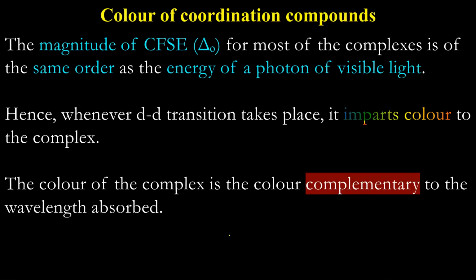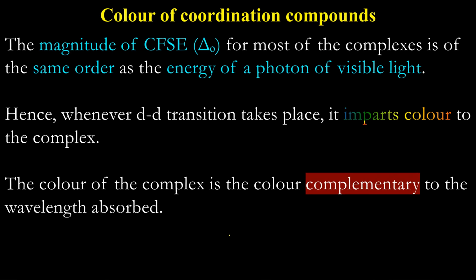The magnitude of CFSE, crystal field splitting energy, for most of the complexes is of the same order as the energy of a photon of visible light. That's why sometimes it is asked why, and this theory explains the color in the complex. So most complexes are colored compounds, because in this case the CFSE is in the range of the visible region. If this question is asked, the answer is just one statement: the complexes or coordinate compounds are colored because the crystal field splitting energy is in the visible region.